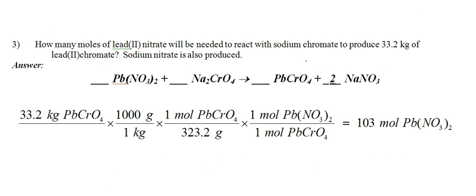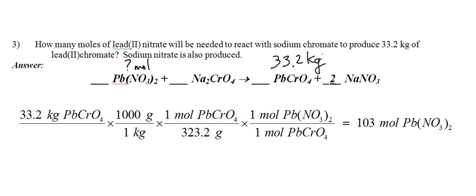Again, question 3 says, how many moles of lead(II) nitrate are needed to react with sodium chromate to produce 33.2 kilograms of lead(II) chromate, and then it says sodium nitrate is also produced.